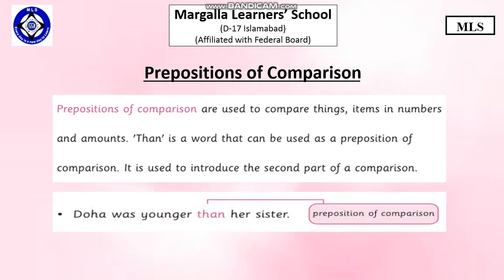For example, Duha was younger than her sister. Here, "younger" is already comparing Duha with her sister, but "than" is the second part of a comparison. So it is a preposition of comparison.